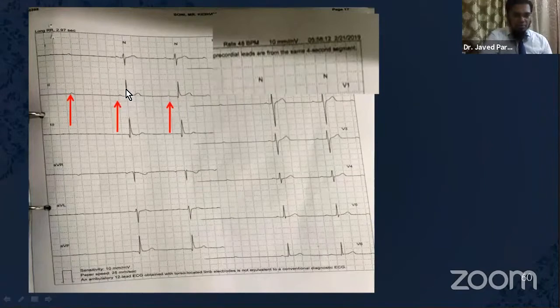And the conducted PR is shorter. And the next PR is even longer. So this is nothing but Mobitz type 1 AV block. And there is vagotonia as is evident from sinus bradycardia.